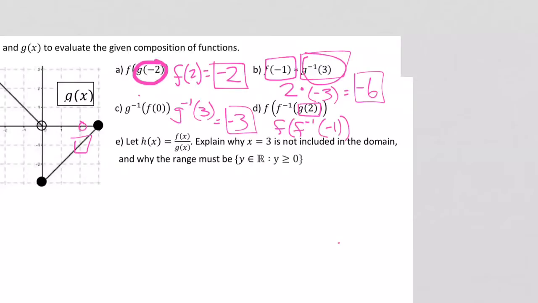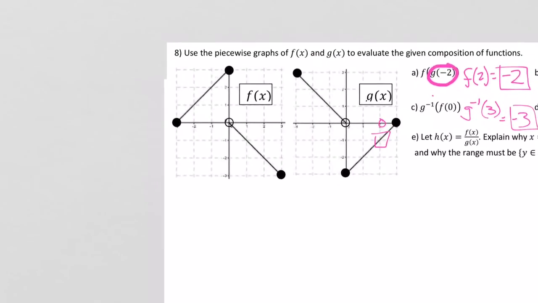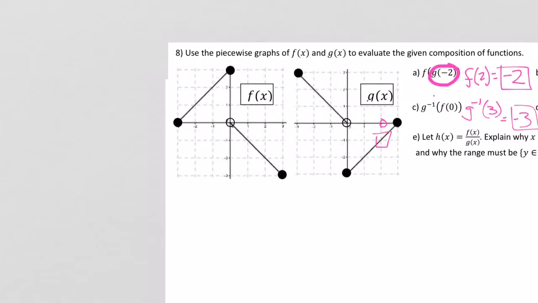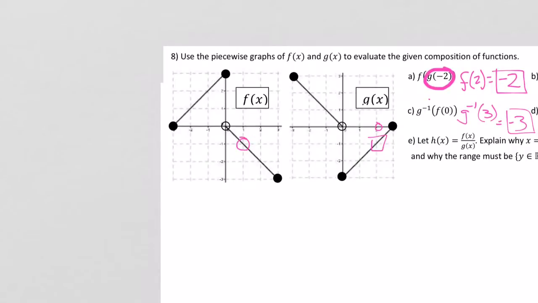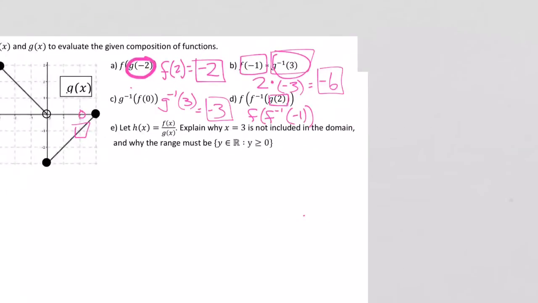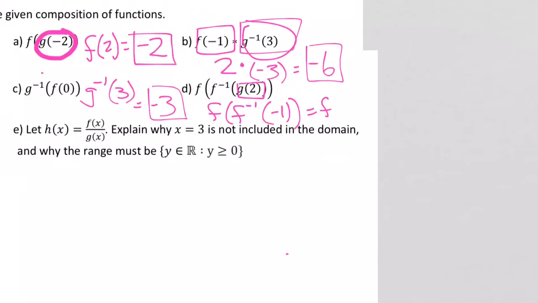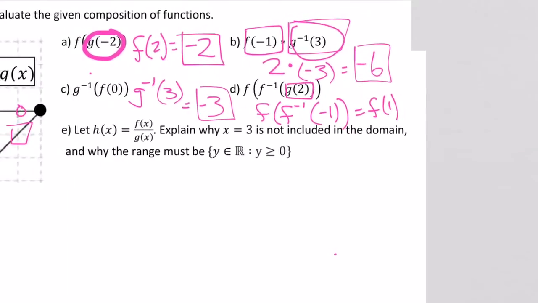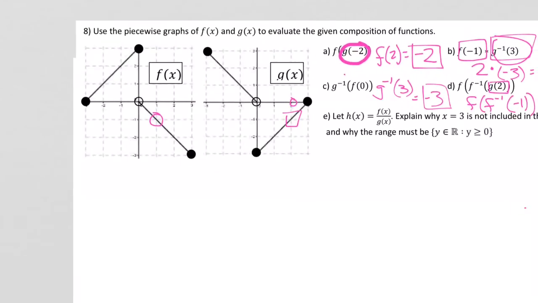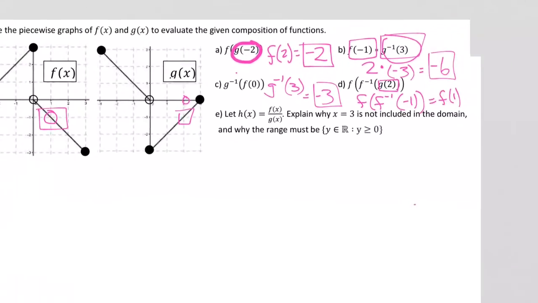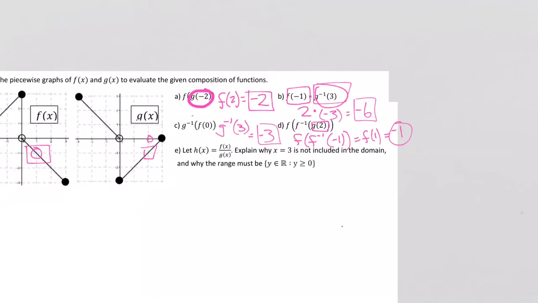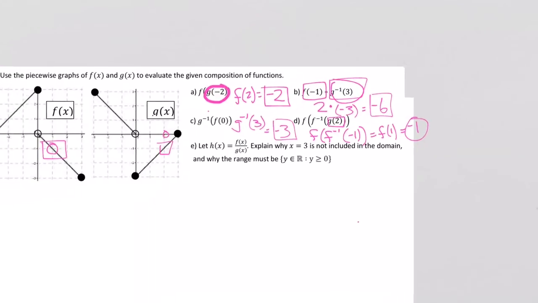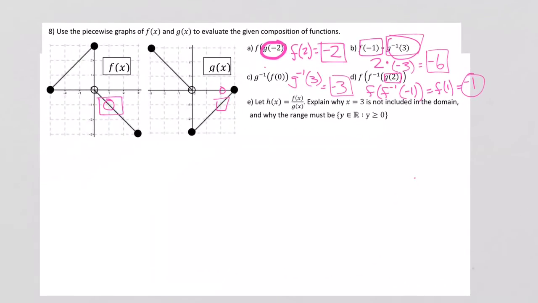Go to the inside again. What is f inverse of negative 1? Well, that means go to the graph of f, find the y value of negative 1, use the corresponding x value, which is 1. So this becomes f of 1, which says go to the graph of f, find the x value of 1, use the corresponding y value, which we already know is negative 1 because we just used it. So f of 1 right there is negative 1. And that's kind of interesting. F of f inverse of negative 1 is just negative 1. I wonder if there's some deeper implications there.